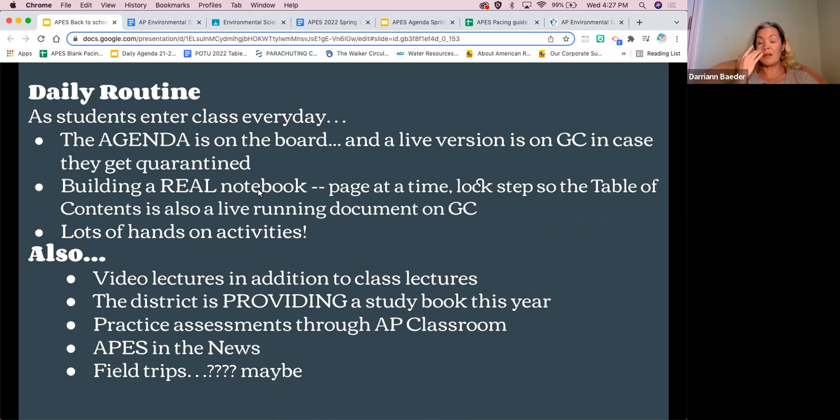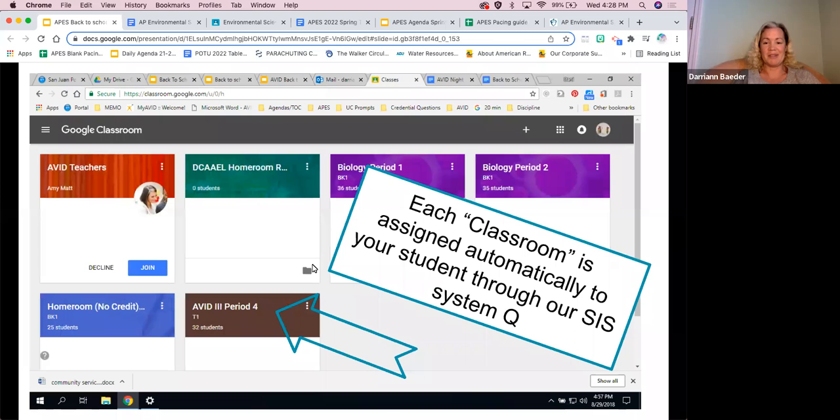And I'm trying to incorporate lots of hands-on activities in labs. There are video lectures. I've been lecturing and videoing it as I've been home. The district this year provided a study book with the new curriculum, so you don't have to go purchase an extra Pearson study book or anything like that. It comes with the curriculum, and the students have that available to them. We have practice assessments that we run through AP Classroom, and there's a lot of resources for these students. Field trips, we'll talk about later. Right now, it's a no-go, but hopefully.